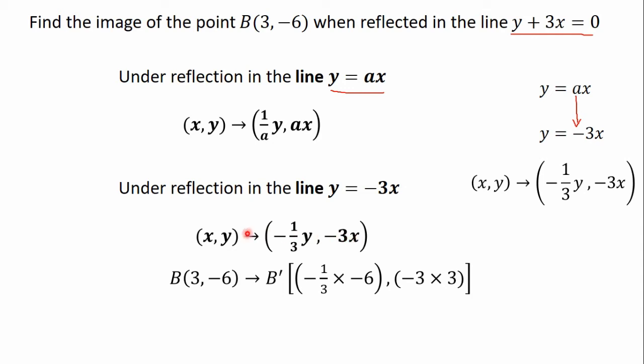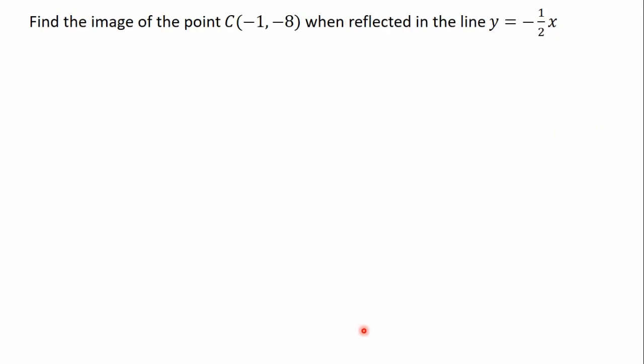The x here is the x coordinate of the point. The x coordinate of the point is 3. So we have minus 3 times 3. Minus 1 divided by 3 times minus 6 will give us 2. Minus 3 times 3 will give us minus 9. So when we reflect the point B with coordinates (3, -6) in the line y plus 3x is equal to 0, the image of B, which is B prime, will have the coordinates (2, -9). Let's consider the next question.